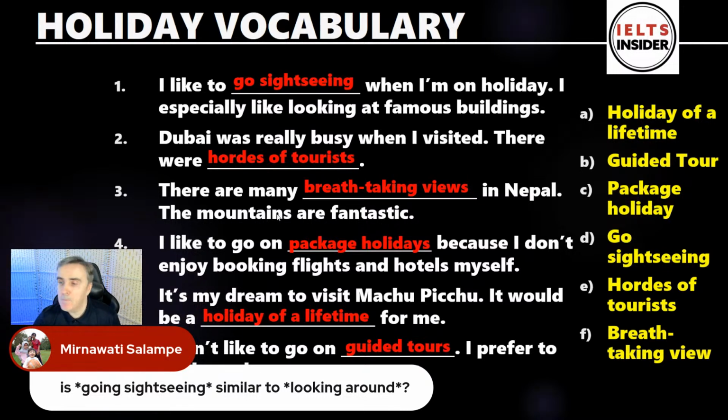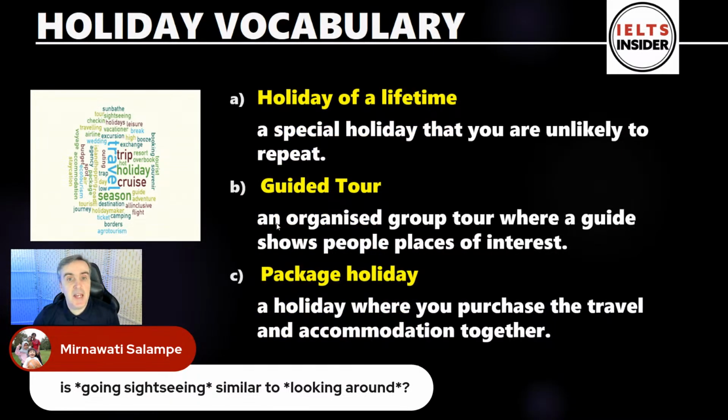Okay, so let's quickly look at these definitions. A holiday of a lifetime is a special holiday that you're unlikely to repeat. It's going to be something so amazing, it maybe will cost a lot of money, and you probably couldn't do it again. A guided tour is an organized group tour where a guide shows people places of interest. Again, I think Layla said this is something that could be suitable for older people. It takes them from one site and they maybe get on a bus, go to the next place and the next place. And usually they'll have lunch and dinner provided on these tours.